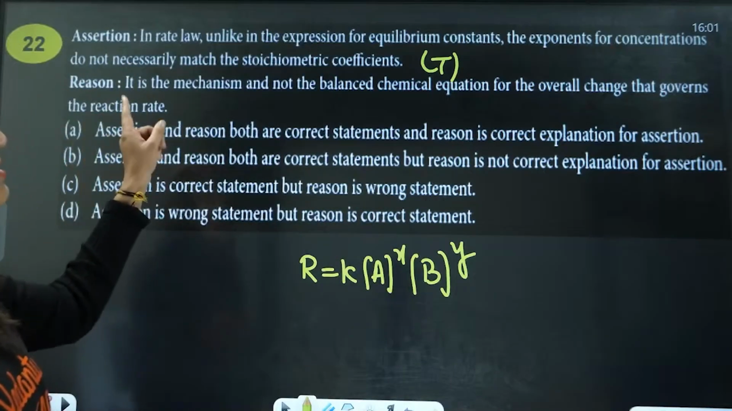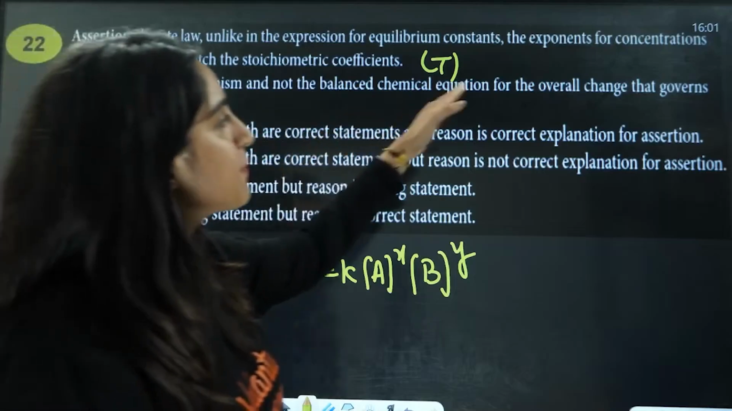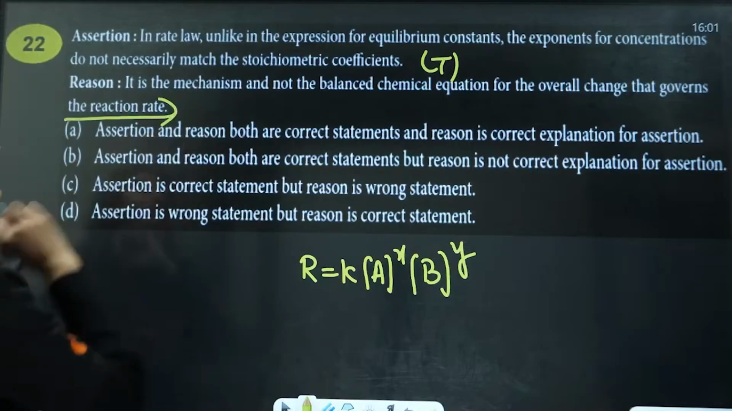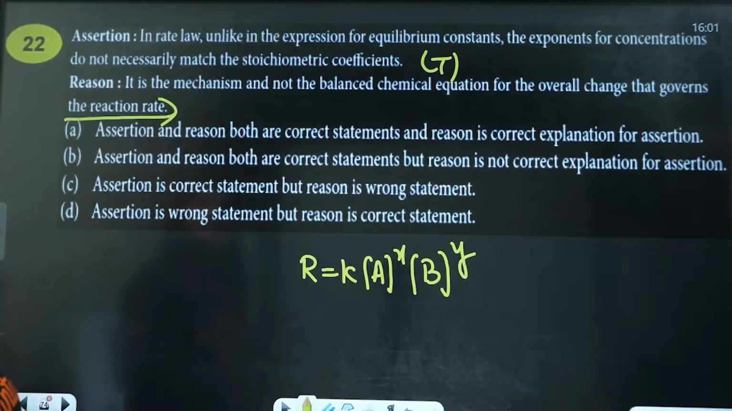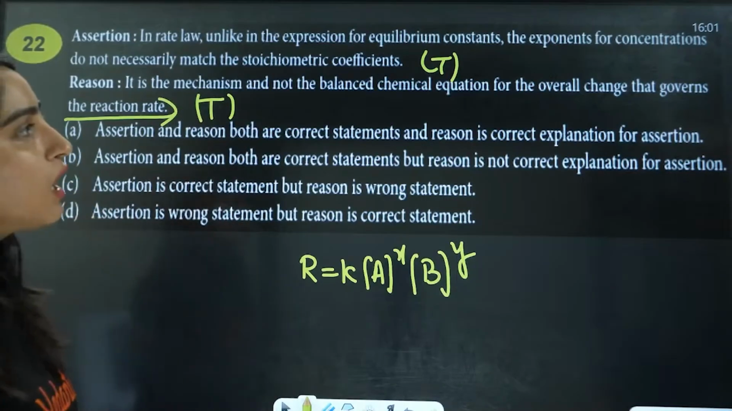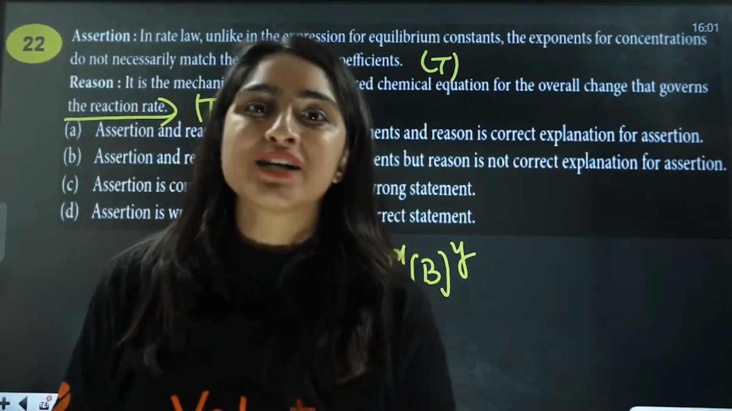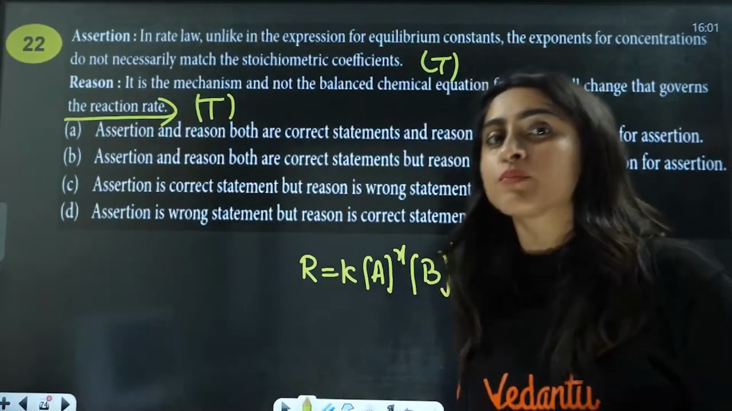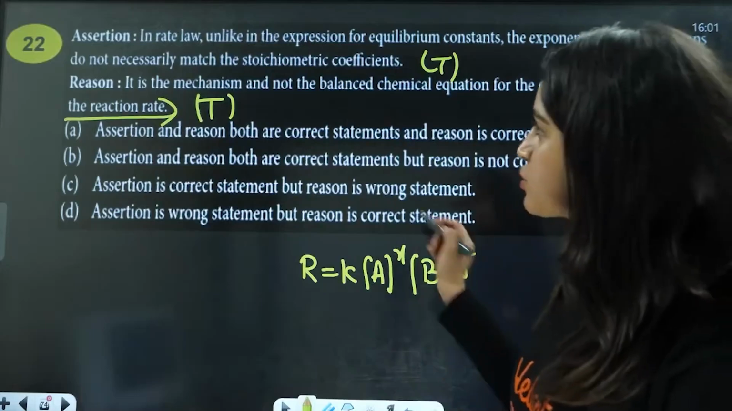It is the mechanism and not the balanced chemical equation for the overall change that governs the reaction rate. That is also true, because the overall reaction depends on the slowest step, right? It depends on the mechanism, not the overall reaction here. And this is also true.